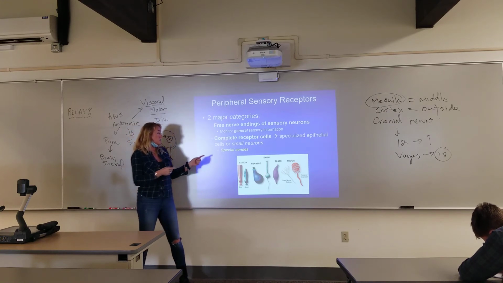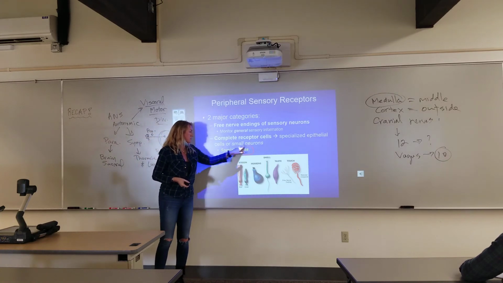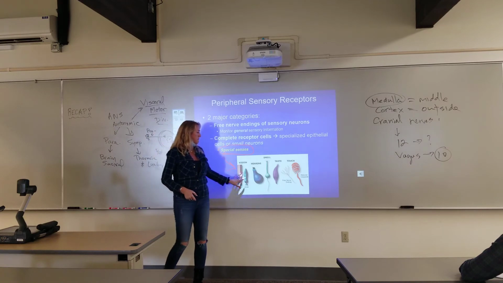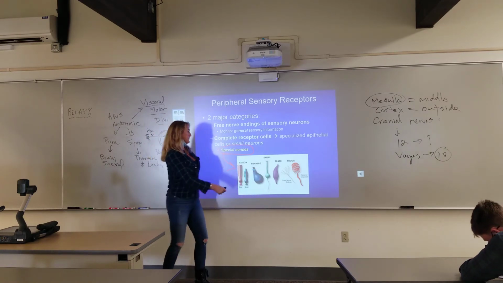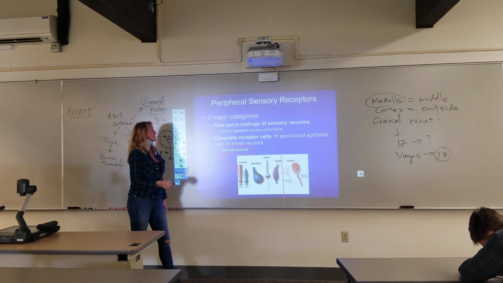Complete receptor cells are little miniature neurons, and these are actually part of your special senses. They are made up of very unique looking mini neurons. Here are free nerve endings. So those are general, and these are special senses.